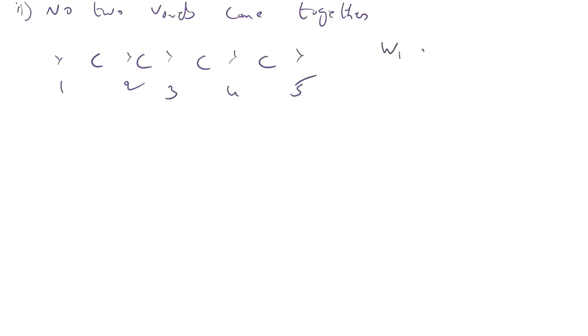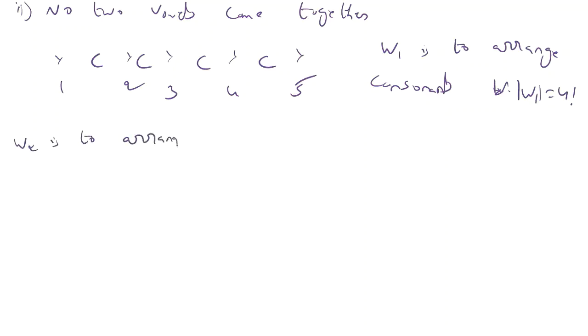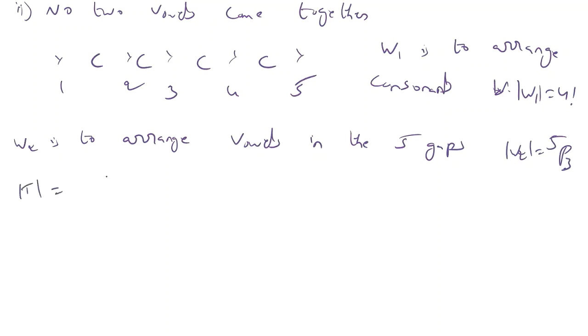So W1 is to arrange consonants. This can be done in cardinality of W1 is equal to 4 factorial, and W2 is to arrange vowels in the 5 gaps. So this can be done in 5p3 ways. Therefore, the total number of ways of completing the task is equal to 4 factorial times 5p3.